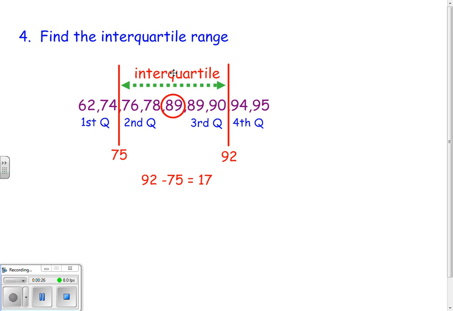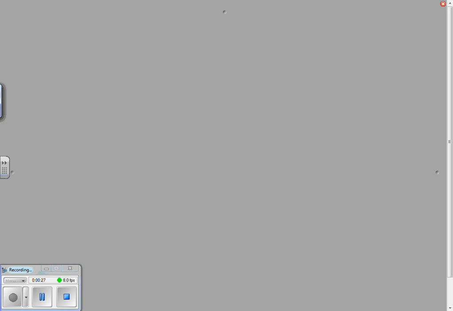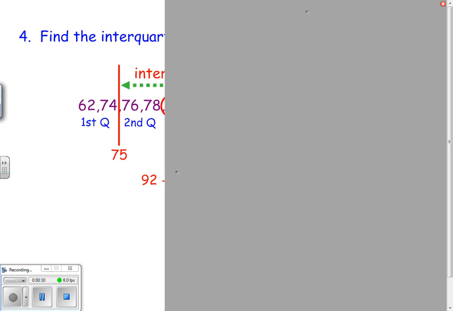To find your quartiles, all you have to do is cover all of the numbers plus your median up to one side. So there's the median, I cover it and everything to the right, and I find the middle again. The middle of the 4 purple numbers is 75. That's called Q1, your first quartile.